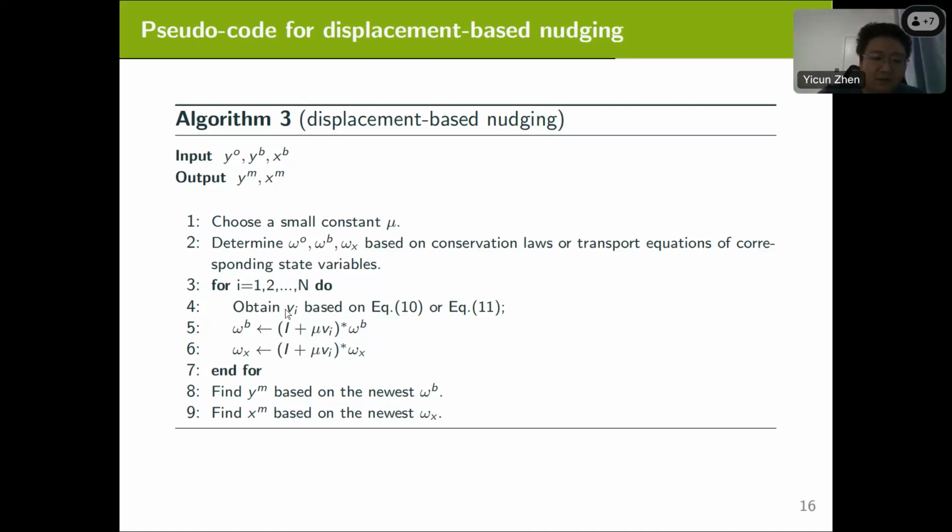We obtain the vector fields iteratively, based on the cost function we proposed. And we use the vector fields to adjust the background estimate omega b and omega x by a small time step mu. So we do this iteratively. Each time we adjust, we find the optimal vector field, and we morph the state variable along this vector field for a very small time step. Eventually we get a new omega b and omega x, and we can get the new morphed background estimate from these two morphed differential forms.